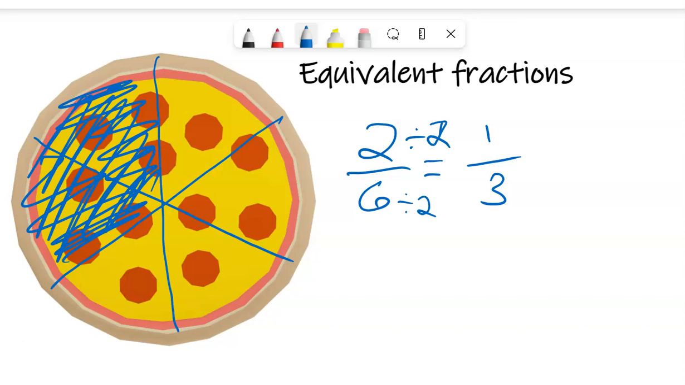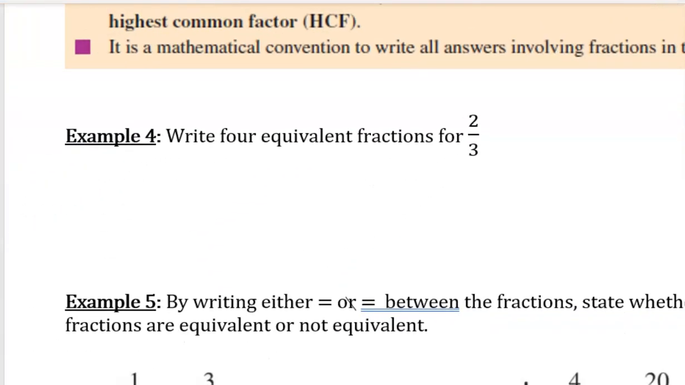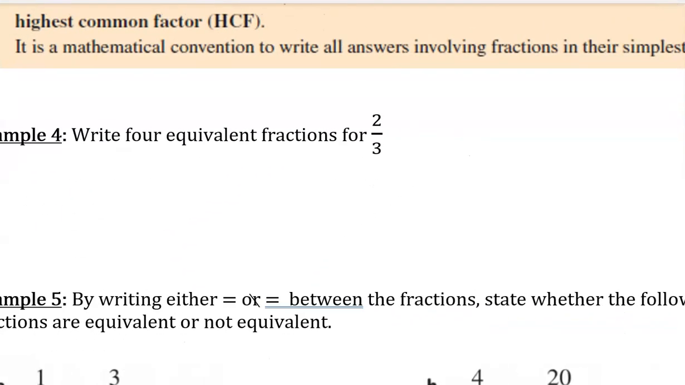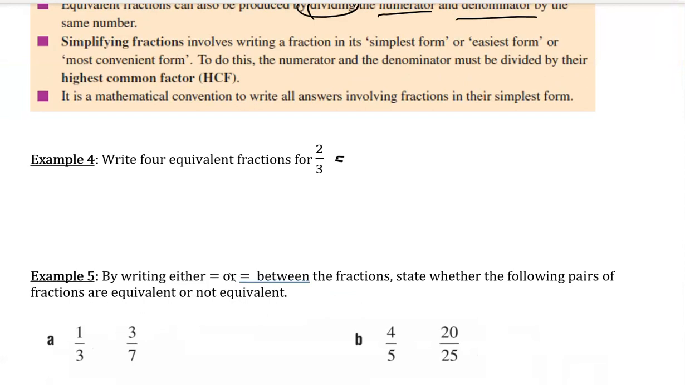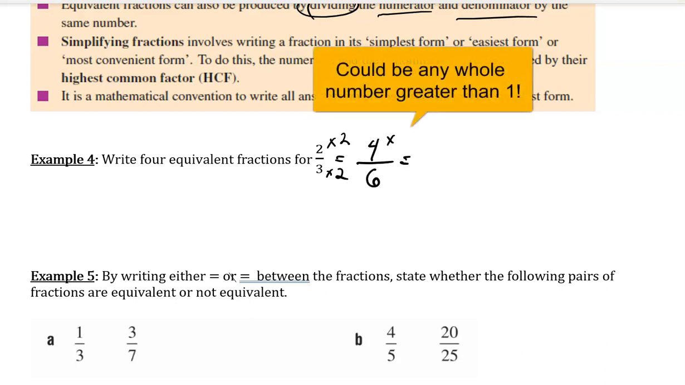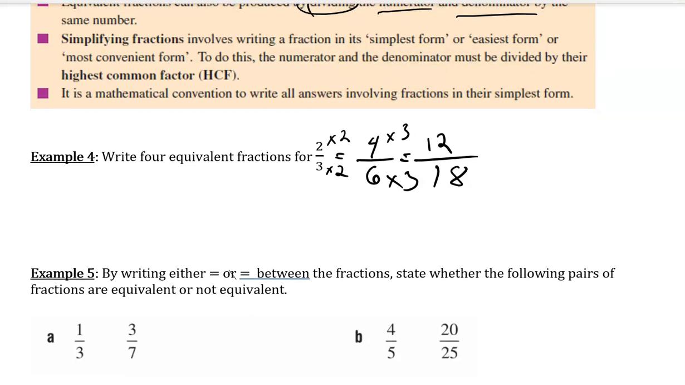Now let's look at your notes and put it into practice. For equivalent fractions for 2 over 3, all I need to do is keep multiplying the top and bottom numbers by the same number. So 2 times 2 is 4, and 3 times 2 is 6. I have made myself an equivalent fraction. I can multiply them both by 3. 4 times 3 is 12, and 6 times 3 is 18. We have another equivalent fraction, and that keeps going on and on.